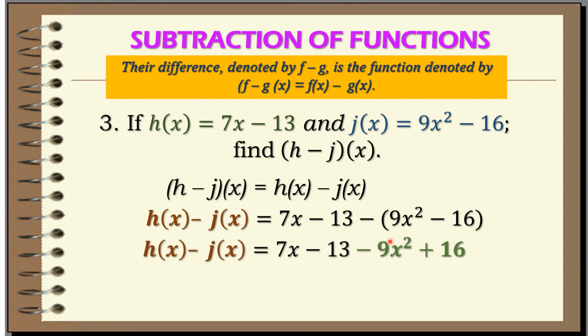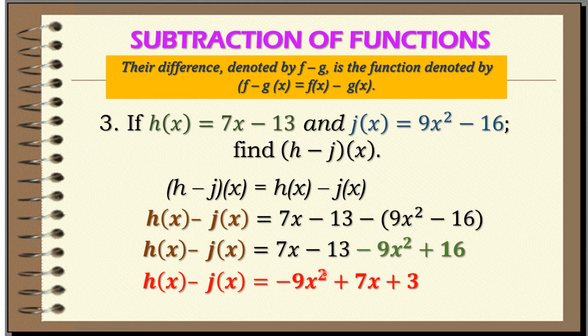And next is to distribute the negative sign to each term of the second function. So negative times 9x squared is negative 9x squared. Negative times negative 16 is positive 16. And then we are going to combine the like terms. So we have here negative 13 and 16, the constants. We subtract them, and that is equal to positive 3. So we write the answer as negative 9x squared plus 7x plus 3. And therefore, the difference of the two functions above is equal to negative 9x squared plus 7x plus 3.